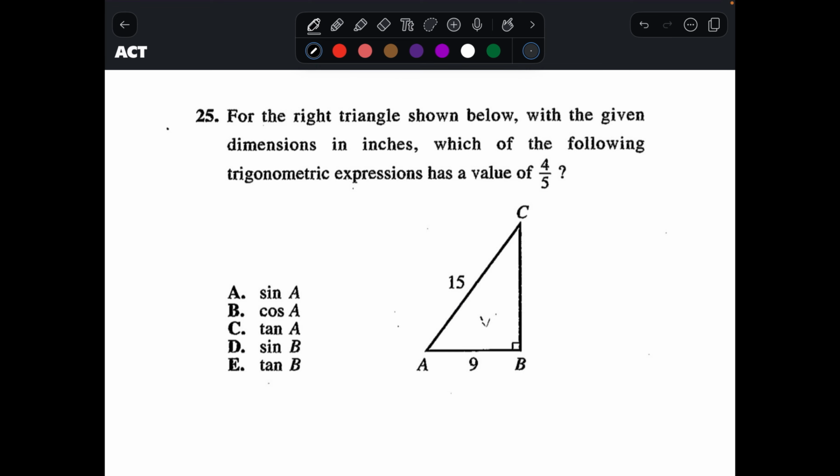Question 25 says, for the right triangle shown below with the given dimensions in inches, which of the following trigonometric expressions has a value of 4/5?